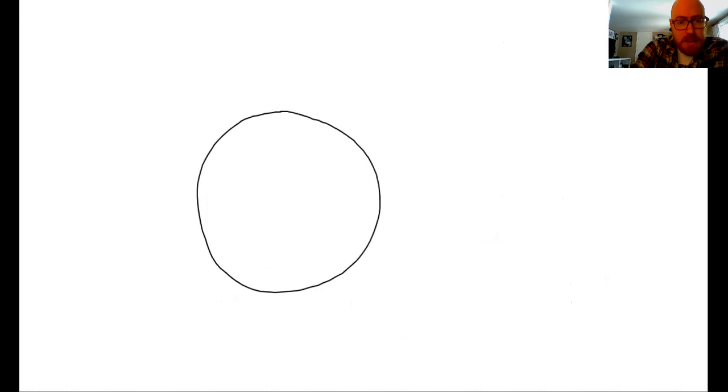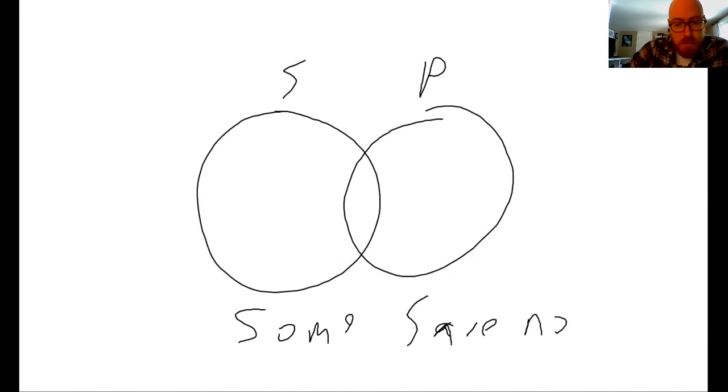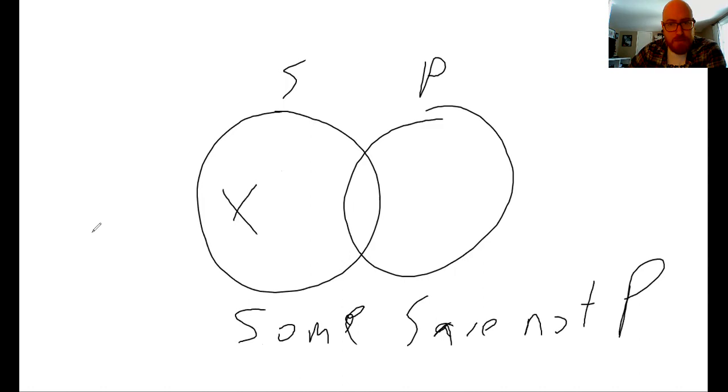All right, and then lastly, the particular negative. Some S are not P. Okay, so some S are not P, so there's at least one thing which is an S but doesn't overlap with the P class. Okay, well, the only area where there can be S's that are not P's is over here in quadrant 1. So to mark the O statement, we would just put an X right there.